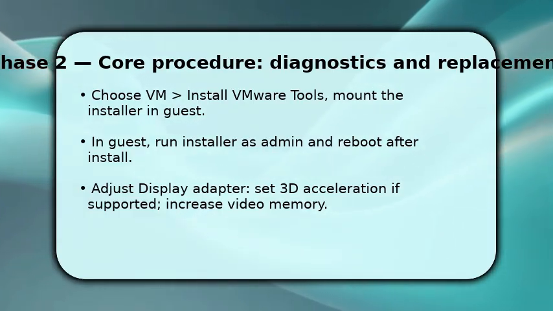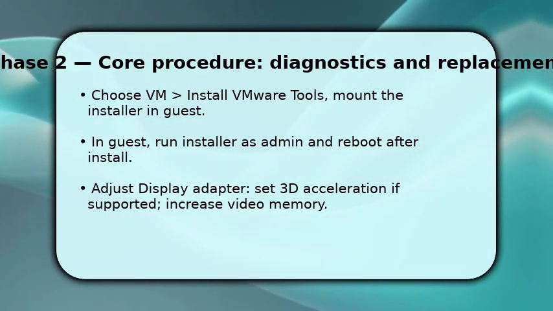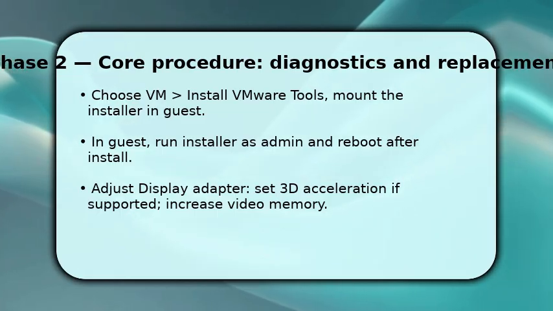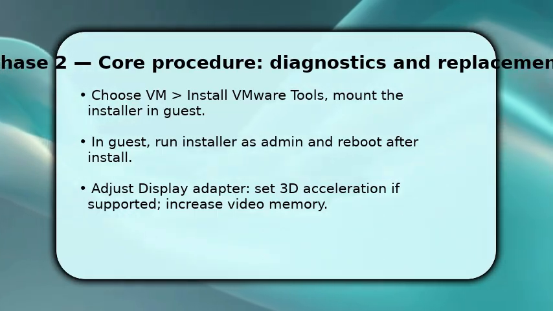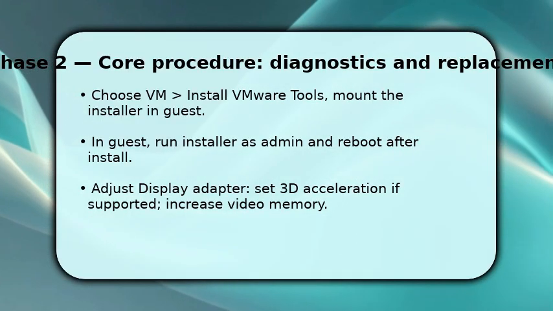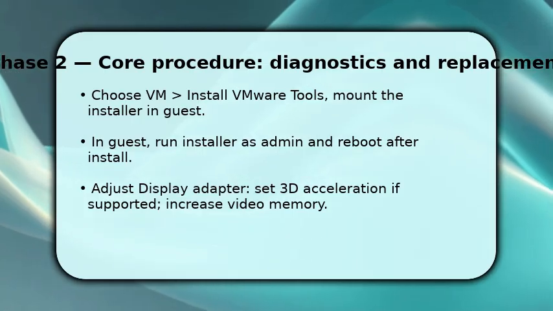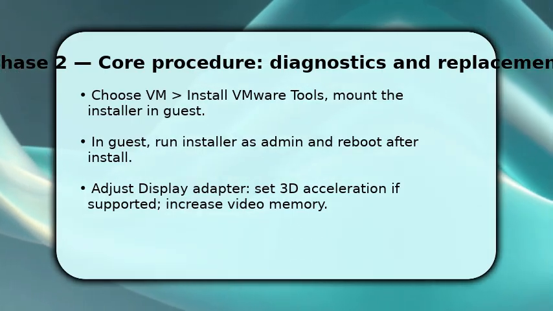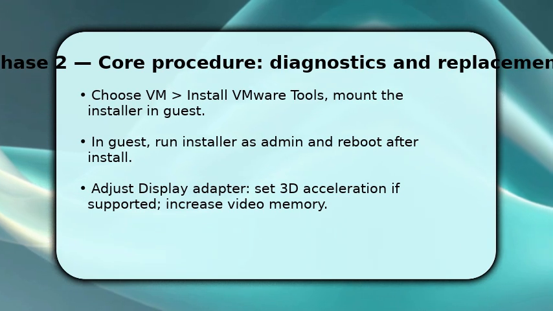Once rebooted, open VMware Workstation's VM settings and increase video memory and monitor count if needed. Enabling 3D acceleration improves scaling and performance. Then, set the guest display resolution to auto or select a larger resolution via the guest OS display.